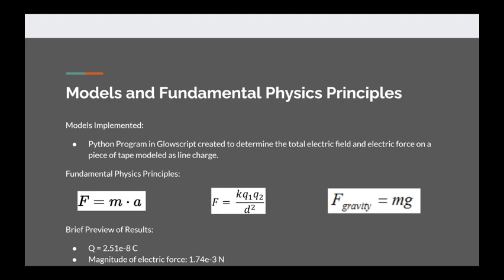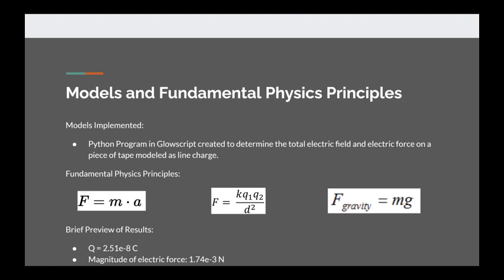So what were some of the models and fundamental physics principles we used? Well, we used a Python program and GlowScript to determine the total electric field and electric force on a piece of tape modeled as a line charge. As for physics principles, we used Newton's second law to understand what the forces acting upon the top piece of tape, the floating piece of tape, were when it was at rest or stationary.